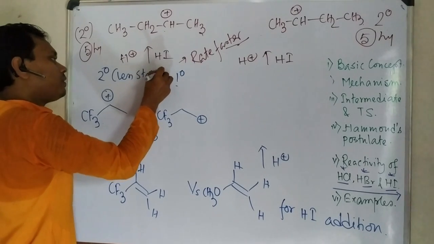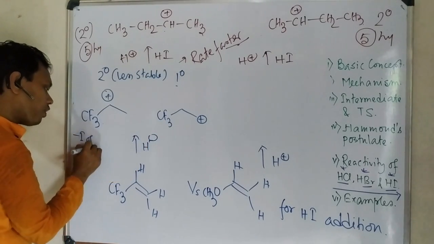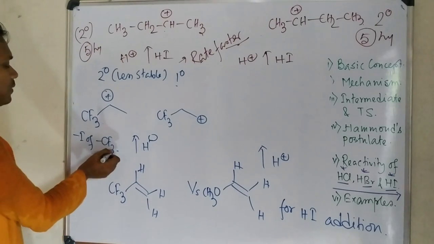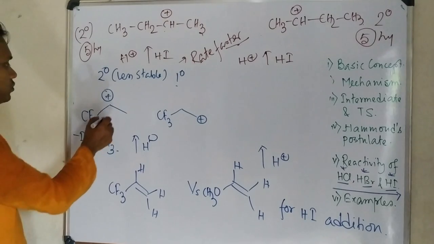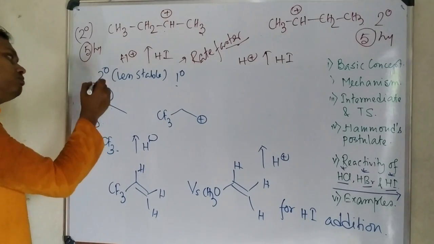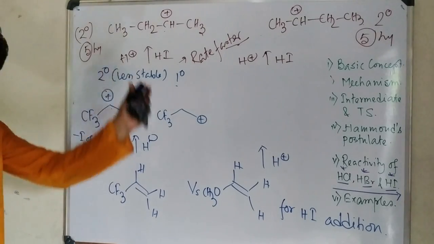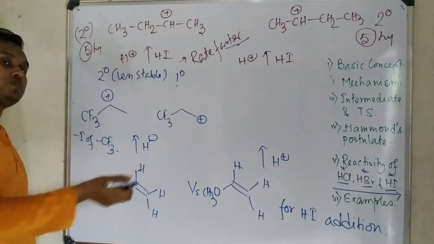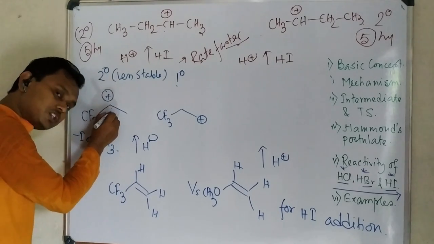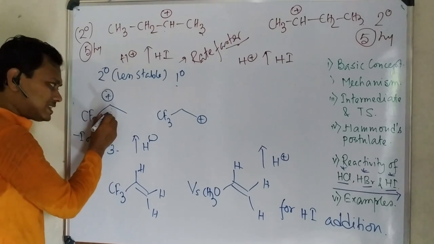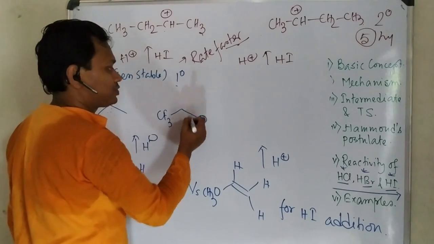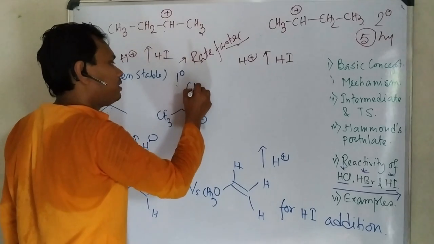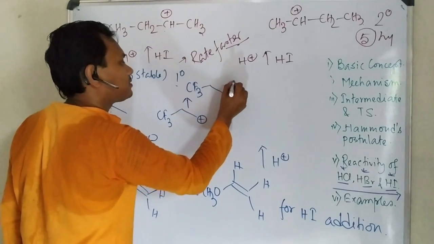Less stable because of the minus I of the CF3 group. As fluorine is highly electronegative, that's why this minus I is dominant. That's why this is relatively less stable, so more in energy. As I told in the Hammond postulate, the energy of activation for the formation of this one will be higher. Consequently, this is less stable and this is relatively more stable. So, although it is a primary one, it will be produced as a major product.